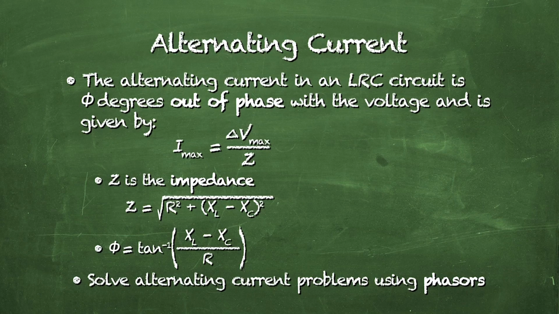So our impedance equation hasn't really changed in form. We've just added a new term, the capacitive reactance. And the same for phi. The phase angle is the inverse tangent of the reactance over the resistance, but now the reactance is X sub L minus X sub C divided by R. Let's take a look at our phasor diagram to see why this makes sense.